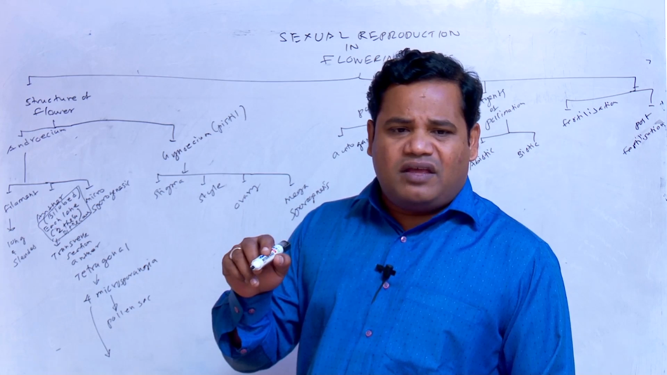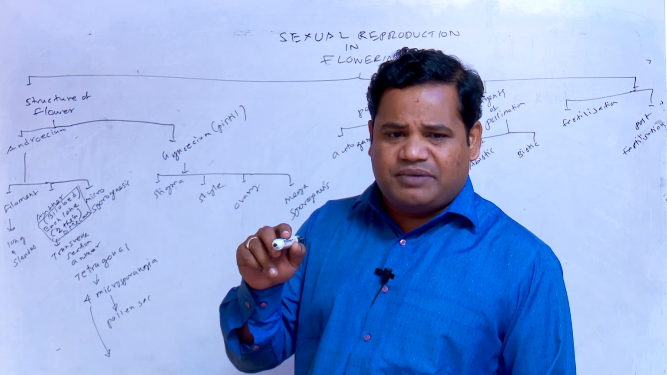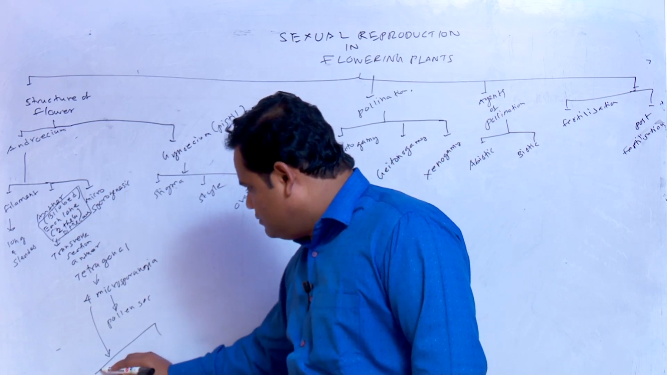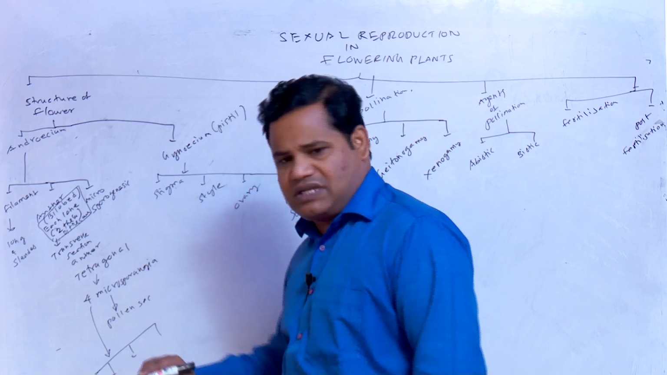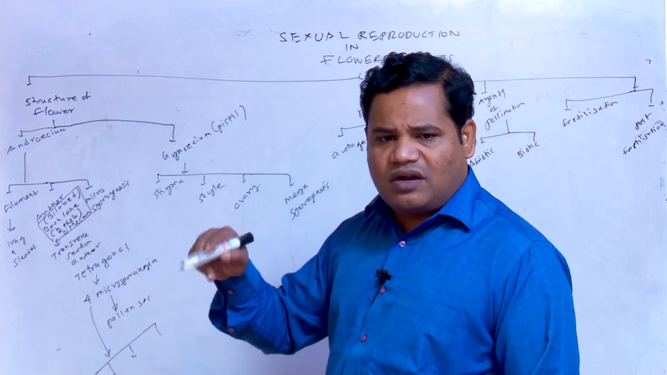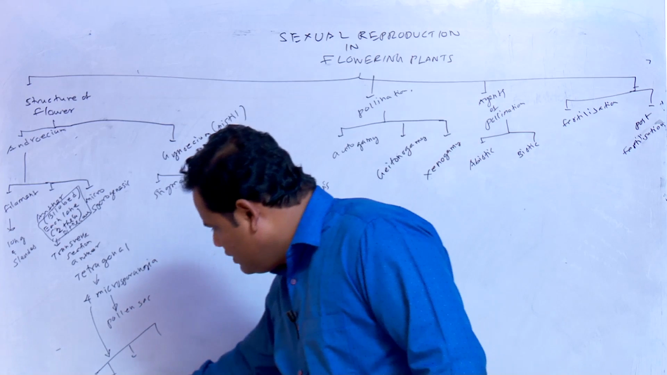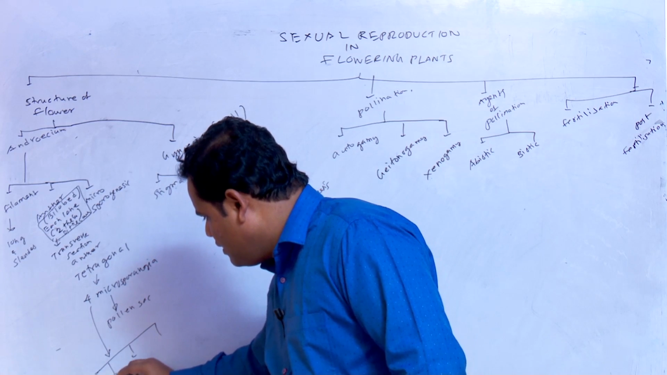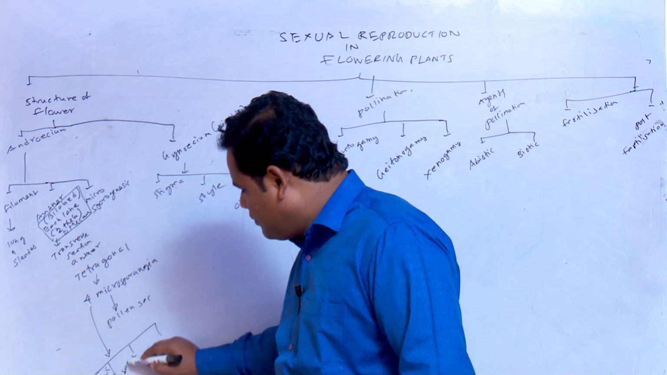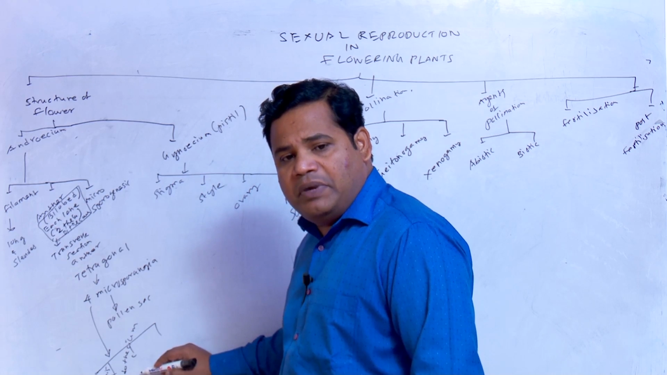Specifically, it is surrounded by a four-layered wall: epidermis, endothecium, middle layer, and tapetum. The microsporangium is made up of four layers and is nearly circular in outline when you see it.